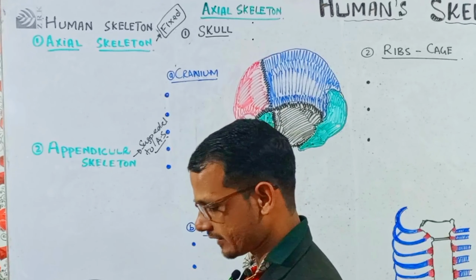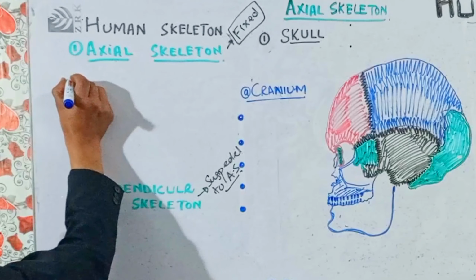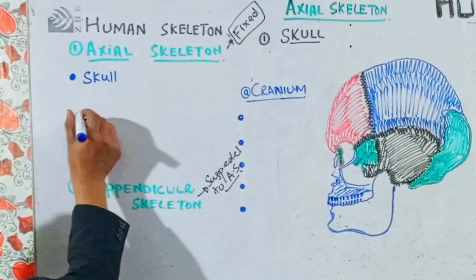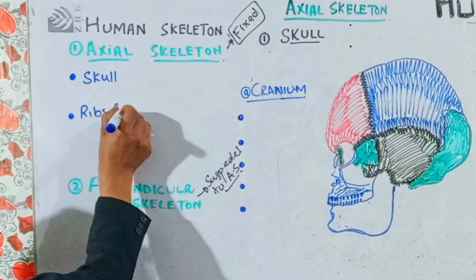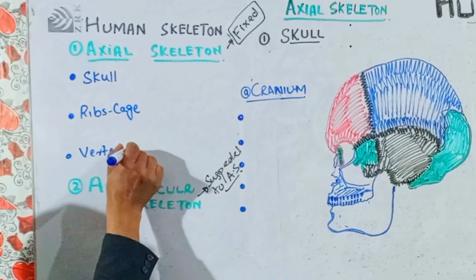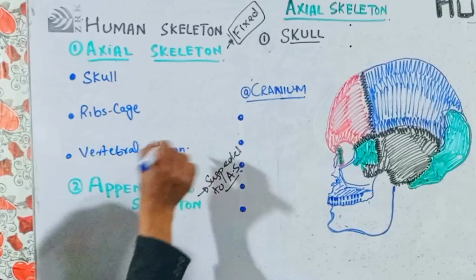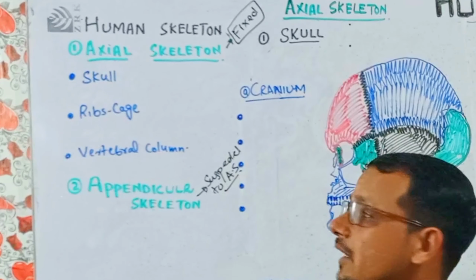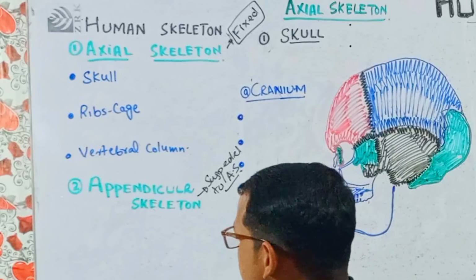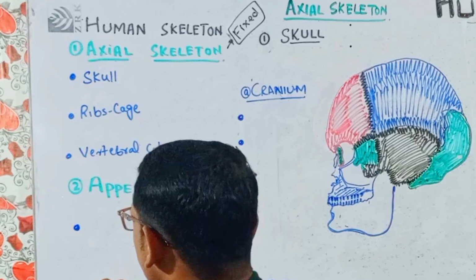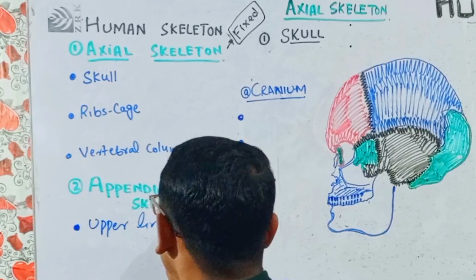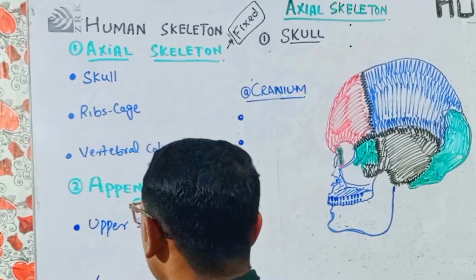The axial skeleton is further divided into three parts. The first one is the skull, the second one is the ribs cage, and the third one is the vertebral column. So we can say that the axial skeleton has three parts: the skull, the ribs cage, and the vertebral column. The appendicular skeleton is divided into two parts: the upper limbs and lower limbs.